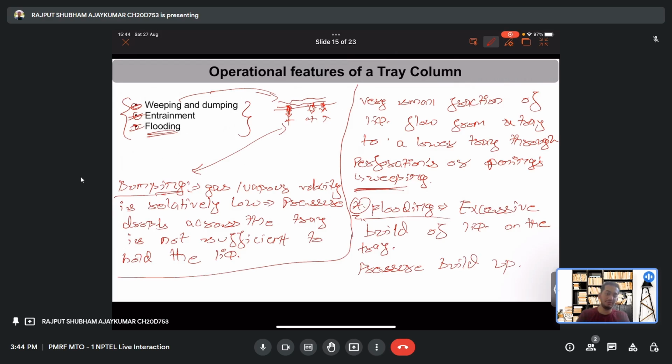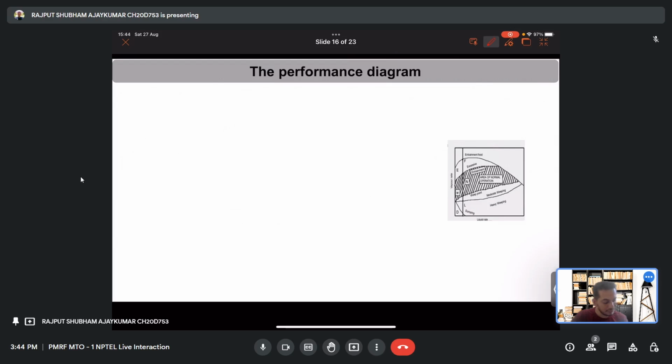So these are some of the different terms that are used in the industries as well as while designing the columns. Please go through the lecture notes again and let's see how we can use these terms at a later point of time. And this is one sort of performance diagram for the tray columns. The performance diagram of a particular tray depends upon the relative liquid and vapor flow. So I'm writing up what this performance diagram is.